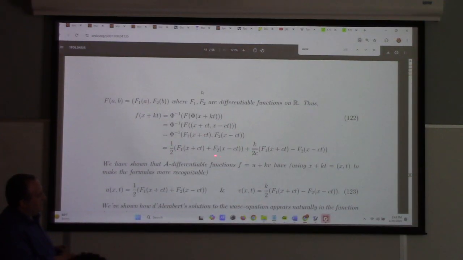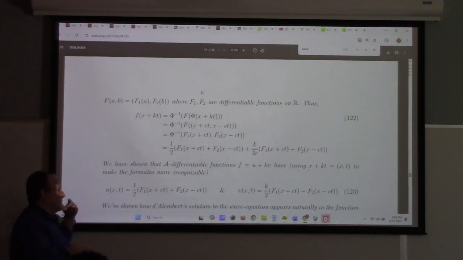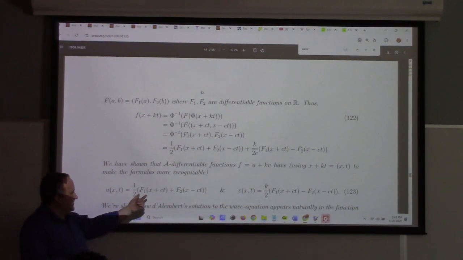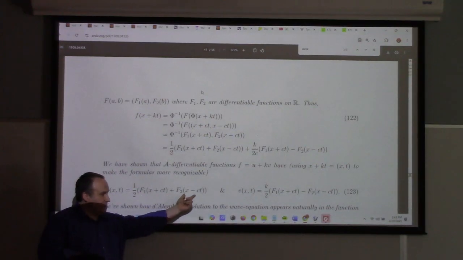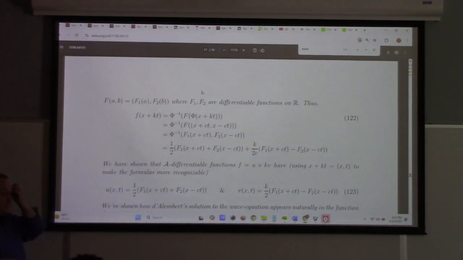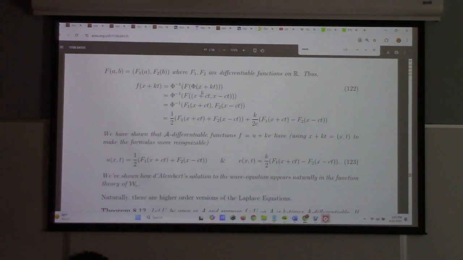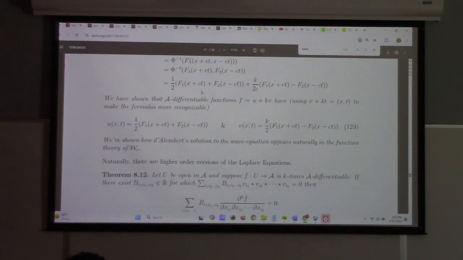But this, my friends, is exactly the D'Alembert solution when you just look at it. I get this for u, and I get that for v. It's a superposition, I suppose, but these are the left moving waves, and these are the right moving waves of the D'Alembert solution. So, in other words, this A calculus gives me a way of deriving the D'Alembert solution simply from the underlying algebra corresponding to the differential equation.